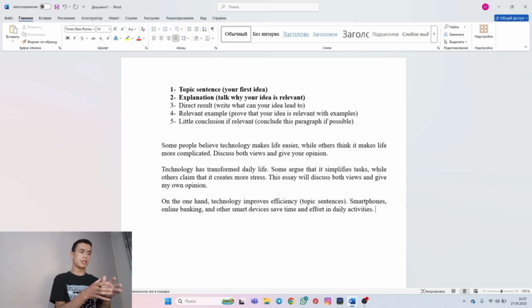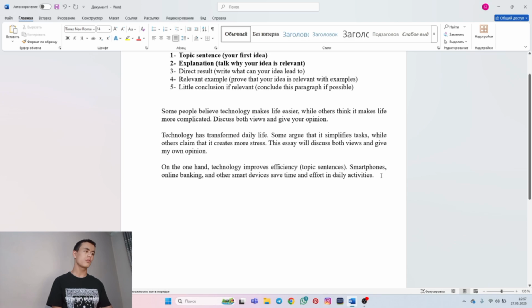Right now we just give some explanation, for example, why technology improves our efficiency. For example, phones or online banking, smart devices like computers can do all tasks for us, and we have to give some direct result. For example, this is our explanation.